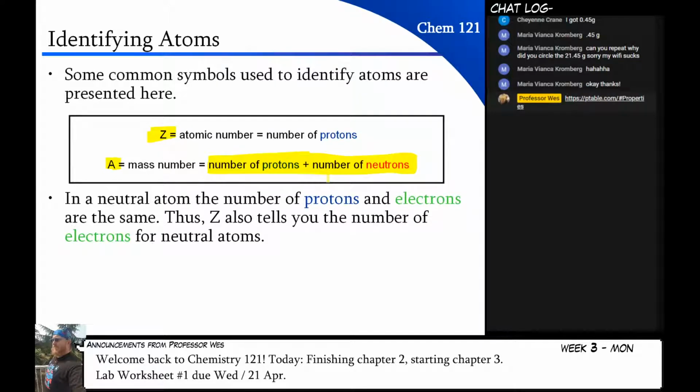Now, remember that the number of protons and electrons are going to be the same if the atom is neutral. So looking at Z for a neutral atom also tells you the number of electrons that are there, which is why our carbon atom in the diagram from before had 6 electrons. It was because it had 6 protons also.